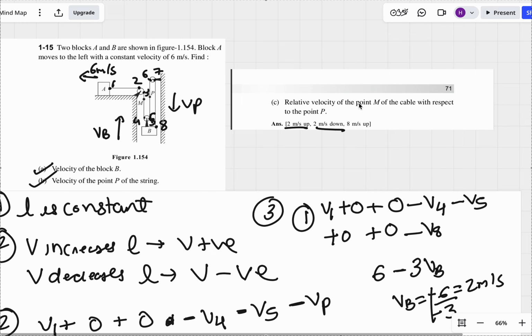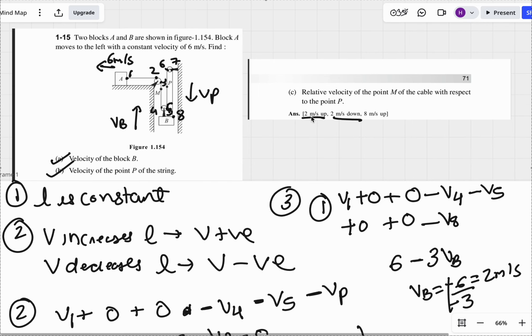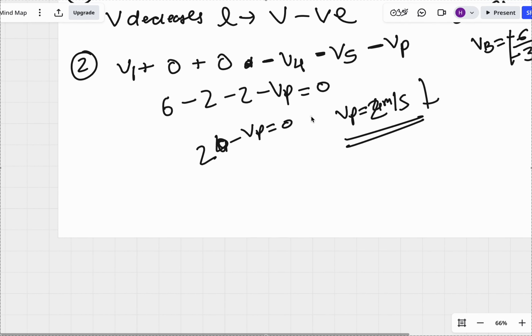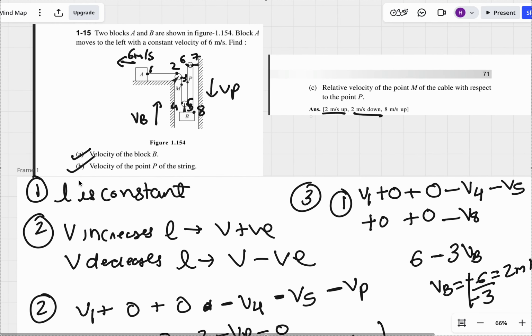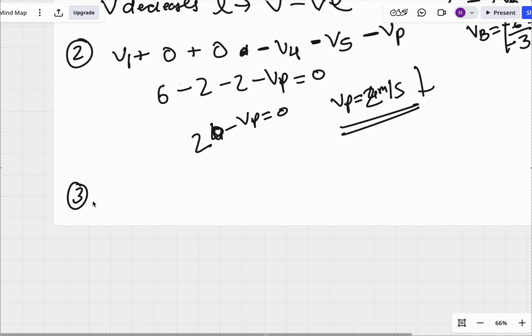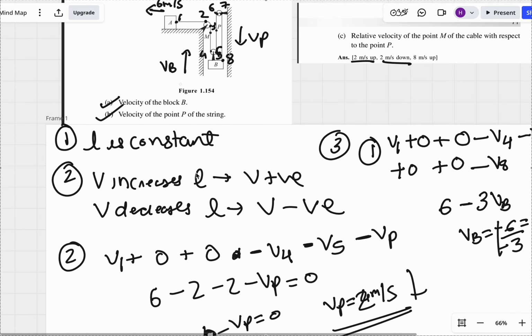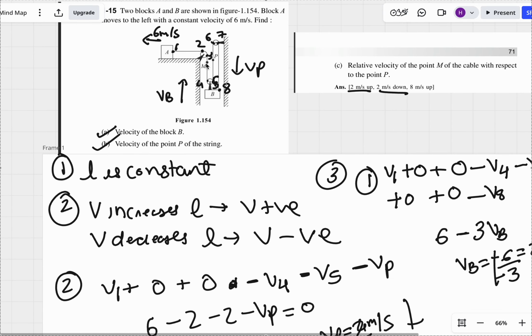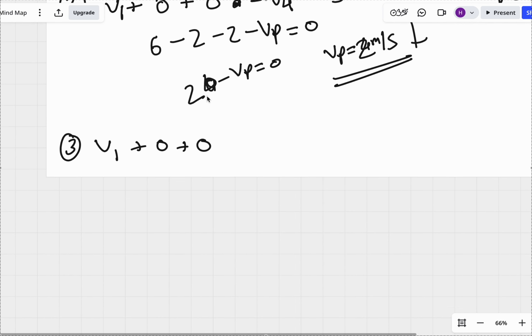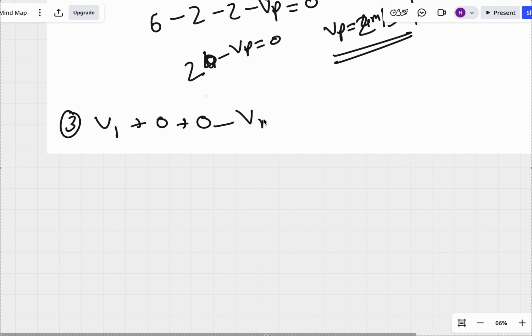Now, relative velocity between point M of the cable with respect to point P. Again, very simple answer. This is nothing complex, okay? Now again consider 1 to M point. 1 is V1, increasing the length, plus 2 is 0, plus 3 is 0. Now what is VM? VM will go up. Going up will decrease the length, so it is minus VM.